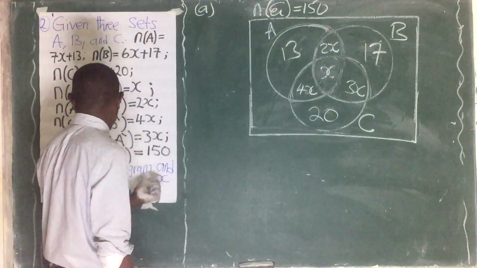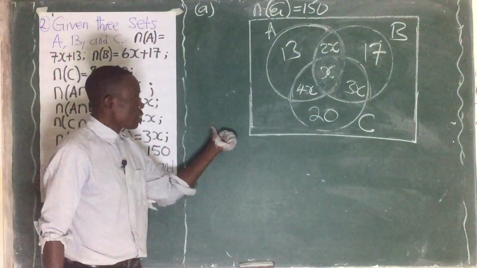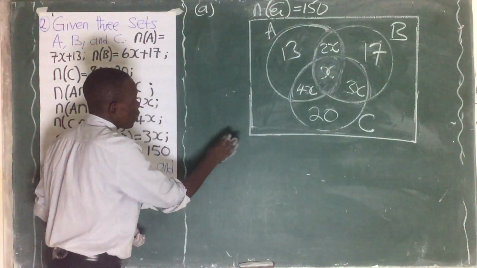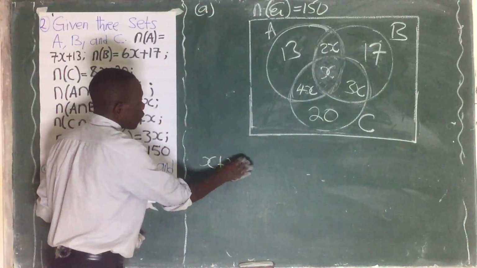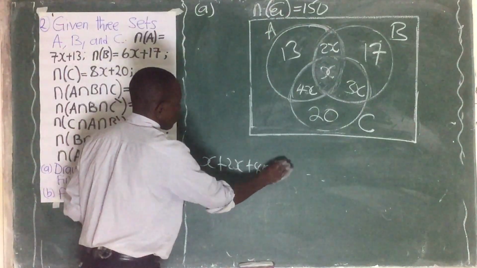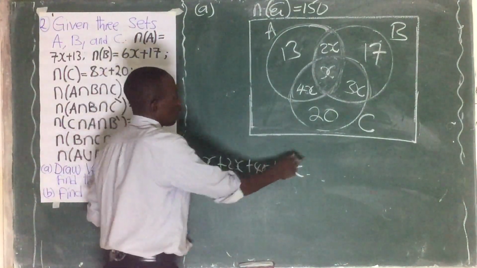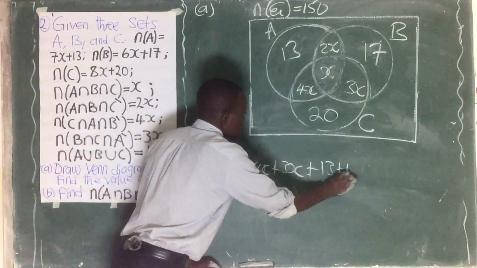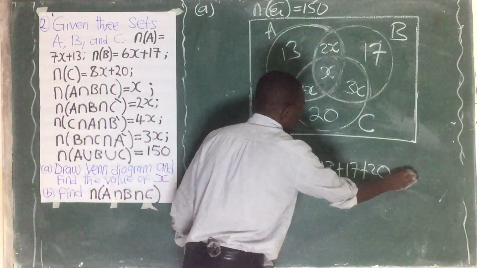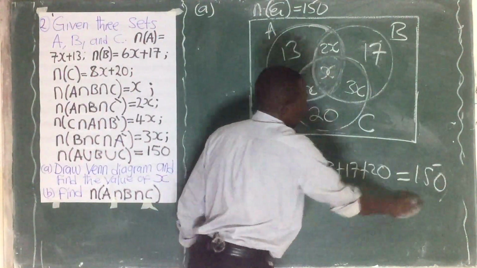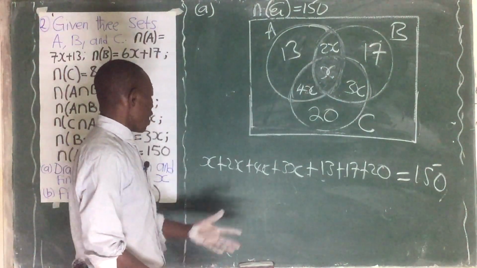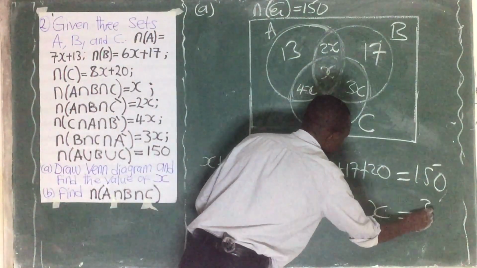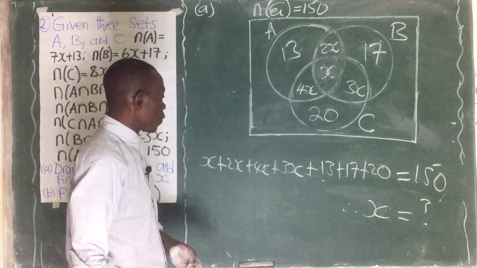Right. Moreover, here we'll be talking about the same. So this question is just like defining what we have in section A. Right. So here we have this. To find x, you talk of x itself plus 2x plus 4x plus 3x. Right. 1, 2, 3, 4. Then you add those numbers: 13 plus 17 plus 20. And this is 150. Right. So if you add these out, you'll be able to find the value of x. So I'll leave you to finalize that one.